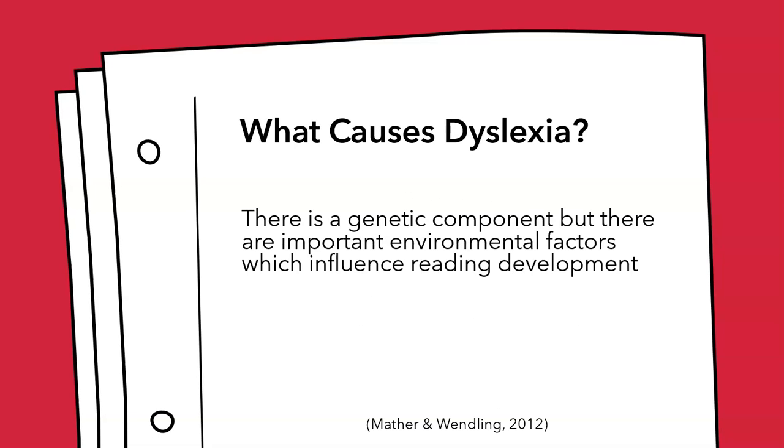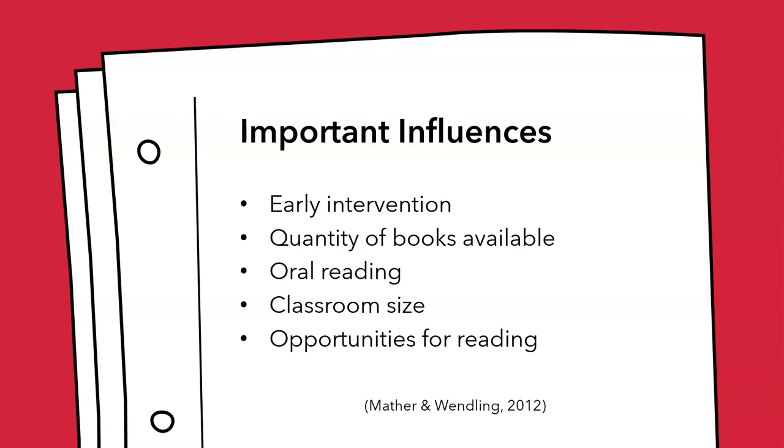There is a genetic component that can be passed on from parents to children, and although genetics plays an ongoing role, there are important environmental factors which can influence a child's development of reading skills. These include early intervention, the number of quality books that are available, the amount of oral reading children are exposed to, the size of the classroom, and the amount of opportunities for reading.